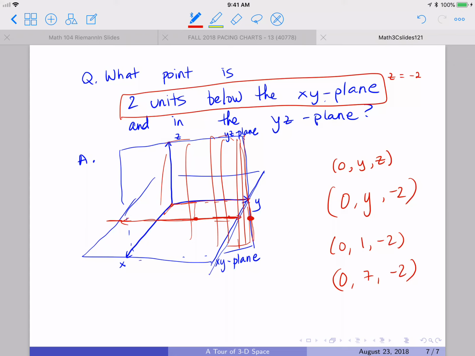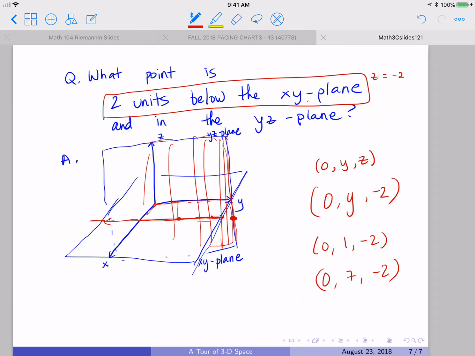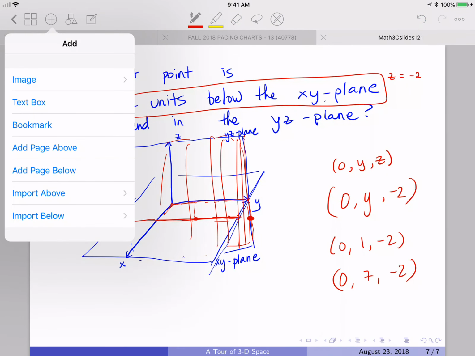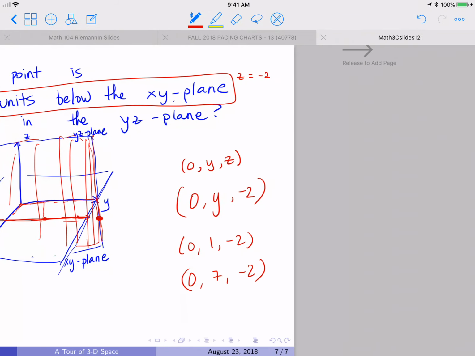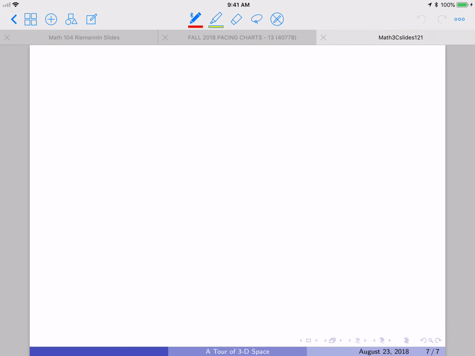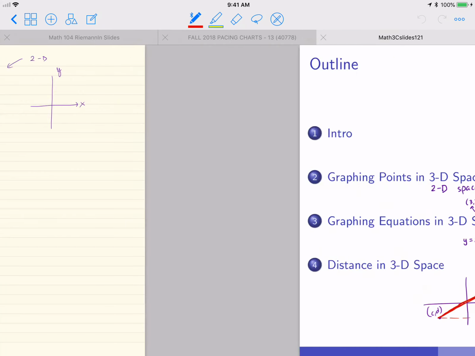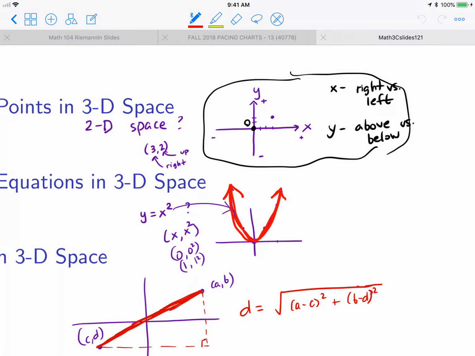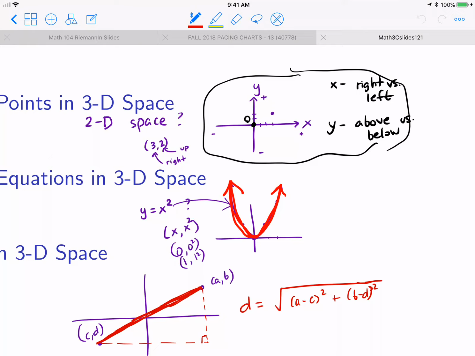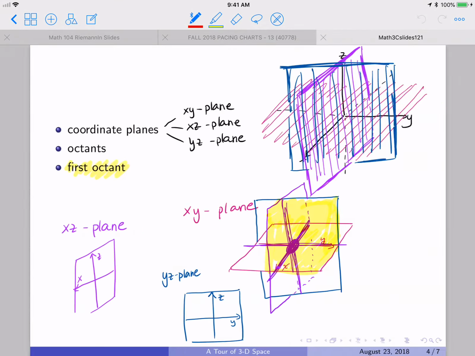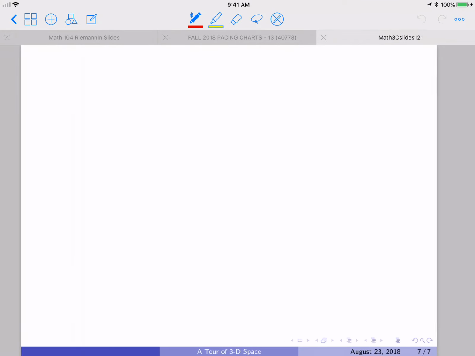Okay, so that's good. Now, the last thing that I want to talk about is, we've talked about graphing equations in 3D space. The last thing I want to talk about is distance. So as a reminder, distance in 2 dimensions was this formula here, and it was based off of the Pythagorean Theorem. And we can do the same thing to find the distance between 2 points in 3 space.